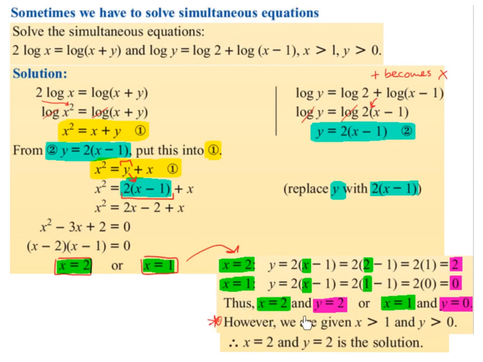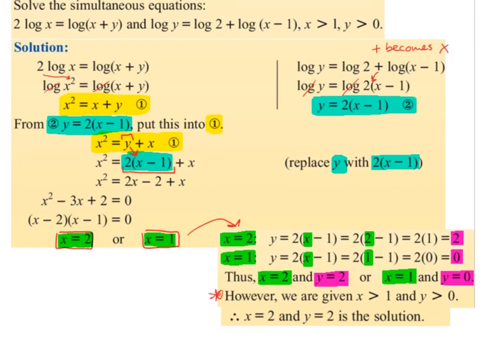However, we are given x is greater than 1 and y is greater than 0. We're told that in the question. Therefore, x is equal to 2 and y is equal to 2 is the solution.